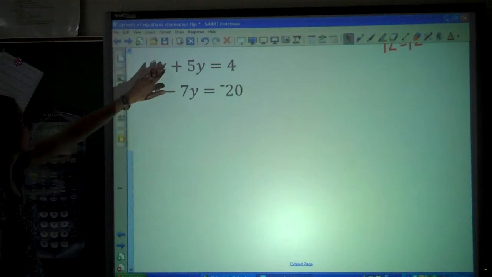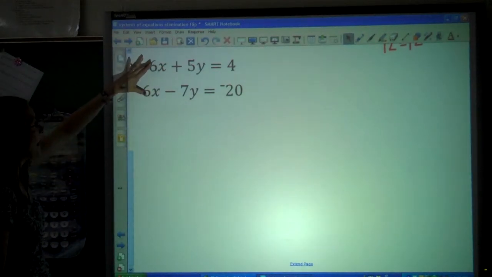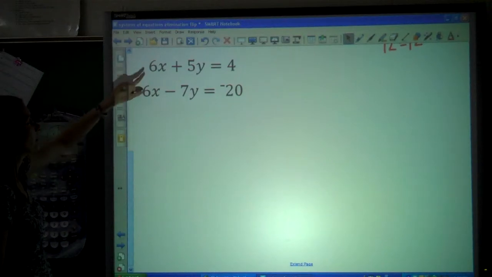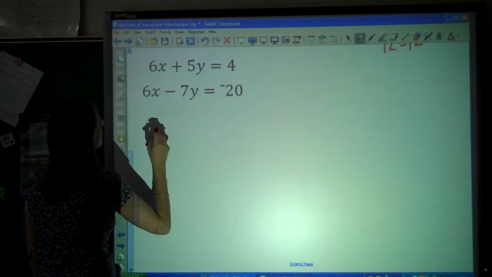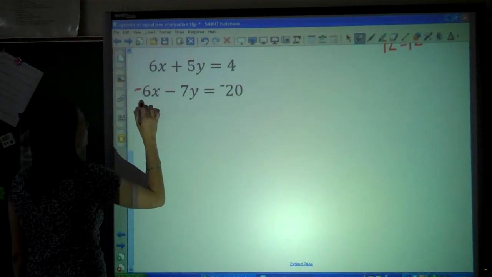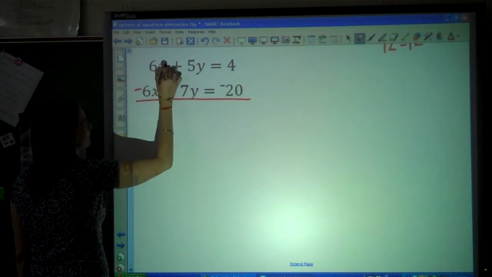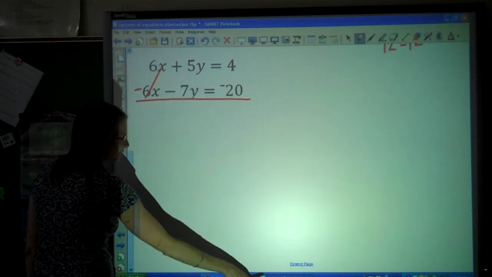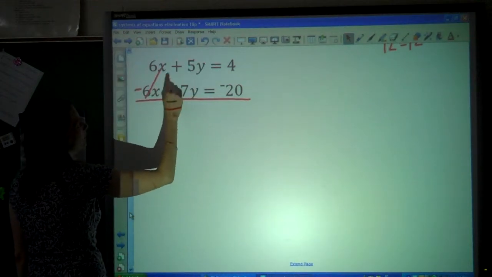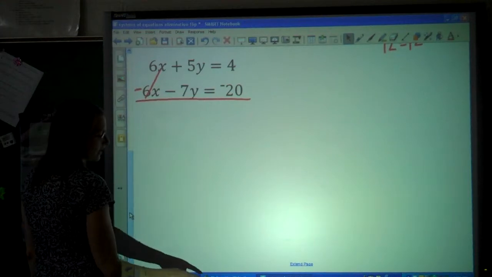Here, I have a 6x and a 6x. So since my x's are the same, if I add them together, I'm going to get a positive 12. So I'm going to subtract. And this is where it gets a little tricky. So 6x minus 6x is 0. They cancel out. Positive 5, remember plus 5 is the same thing as positive 5. So a positive 5 minus a negative 7.